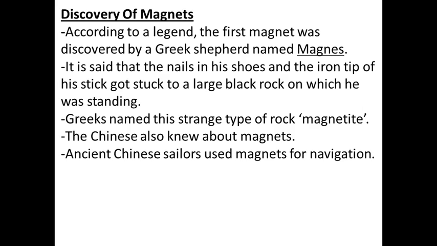The Chinese also knew about magnets. Ancient Chinese sailors used magnets for navigation. Okay, so that we will learn afterwards. So like that there is a discovery of magnet. Understood? A simple story is there.